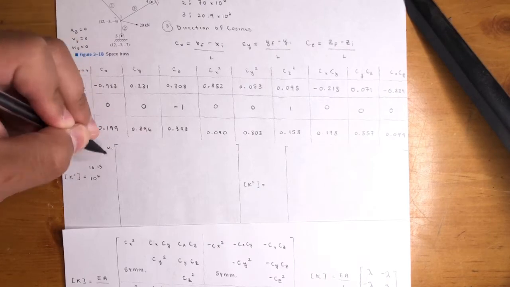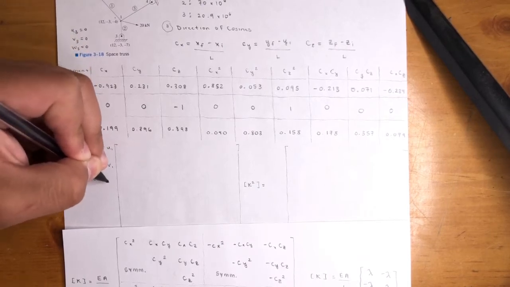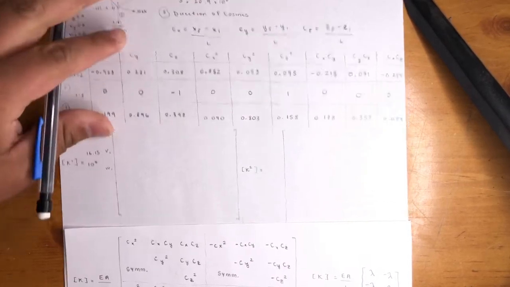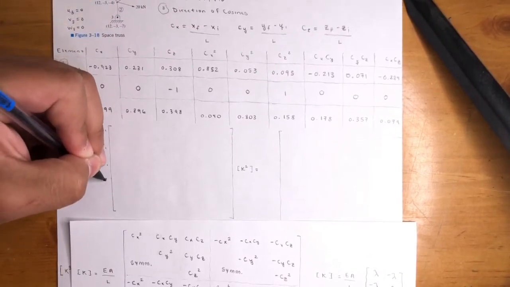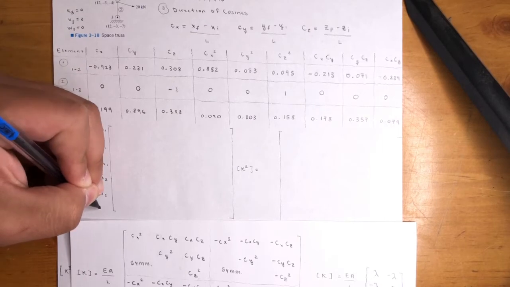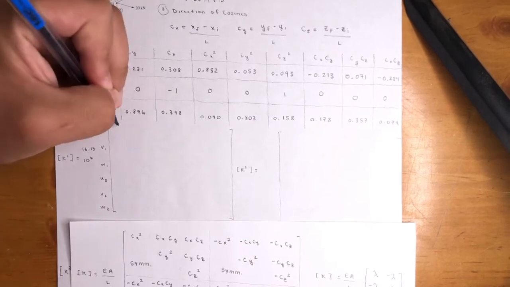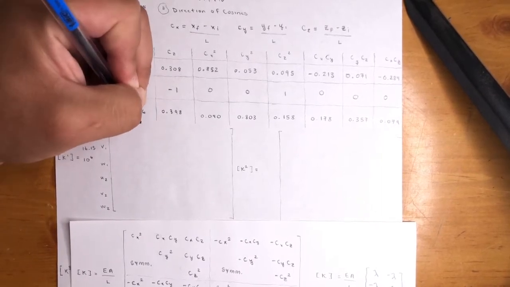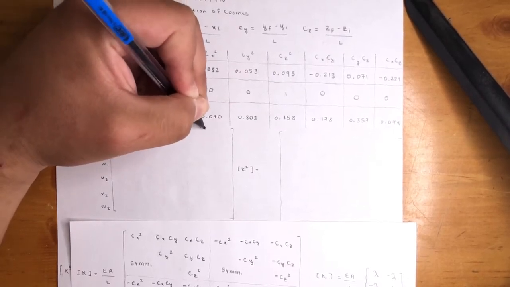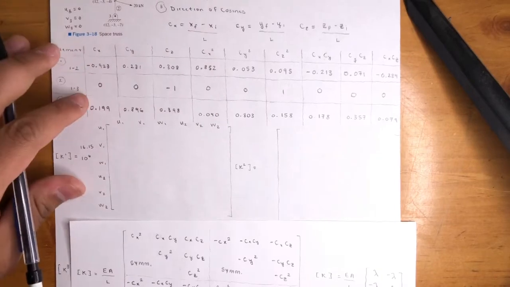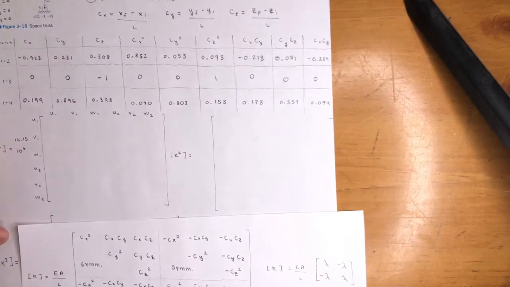And this is from U1, V1, W1, right? From nodes 1 to 2. That's element 1. So it's U2, V2, W2. Same thing going this way. U1, V1, W1, U2, V2, W2. Cool. All right, now let's go ahead and go to element 2. We'll apply the boundary conditions in a second.